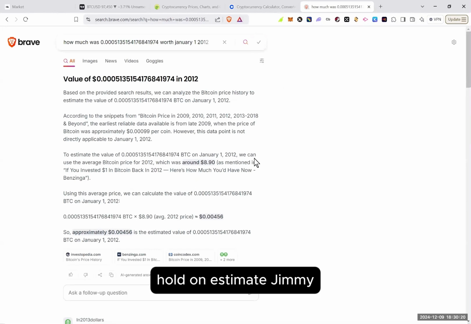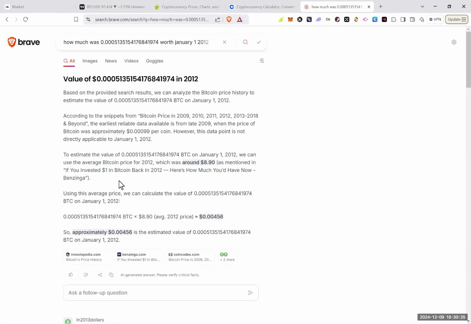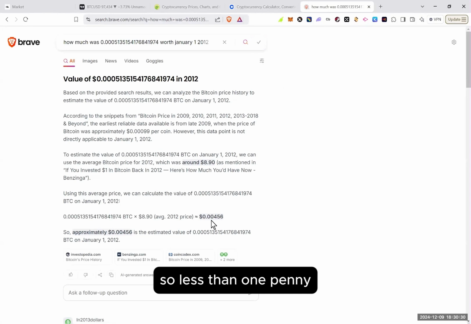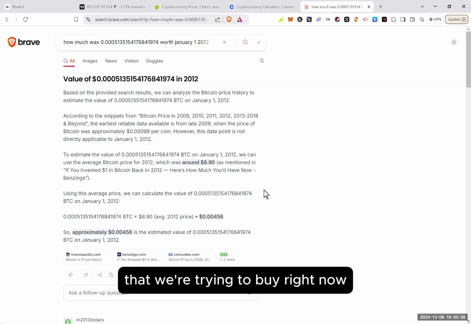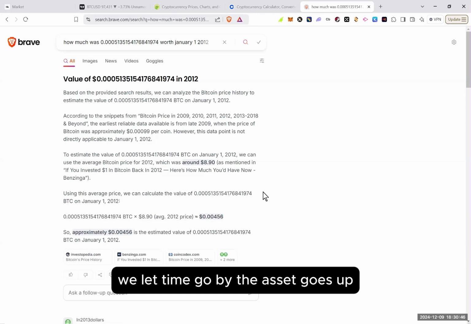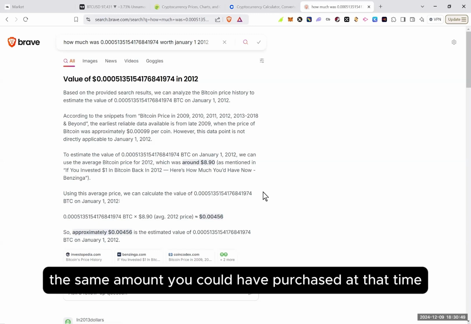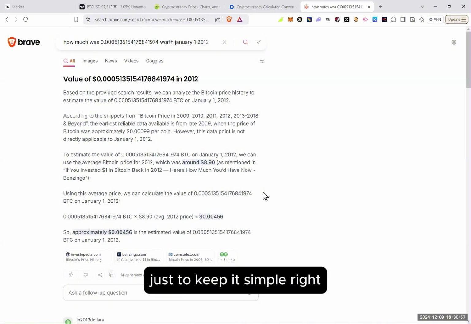Hold on, we can estimate and average that Bitcoin price. So Bitcoin was at 890 in 2012. So less than 1 penny. That's what it was equal to back then in US dollars. This same exact denomination that we're trying to buy right now for $50. So the way we get priced out of things is we let time go by, the asset goes up. $8.90 would have got you a whole Bitcoin, just to keep it simple, right?